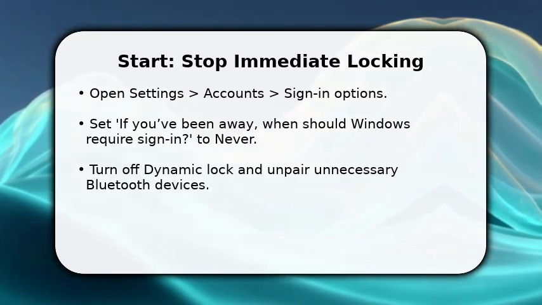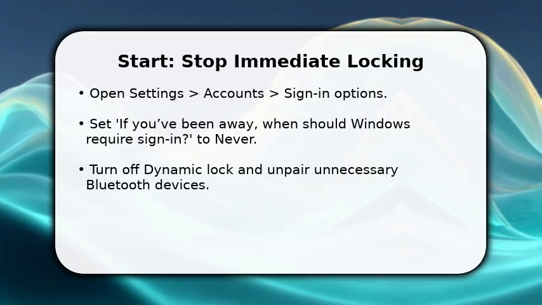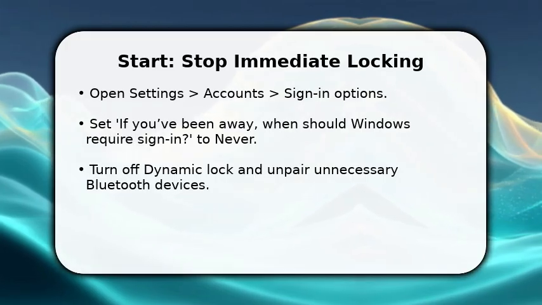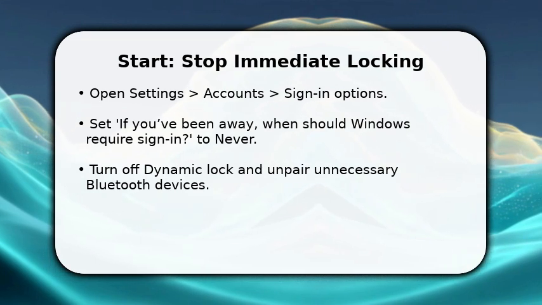Dynamic Lock can trigger locks when a paired phone moves away. Make sure no unwanted Bluetooth device is paired. Unpair anything you don't recognize. These steps remove the most common automatic triggers quickly, before deeper edits.